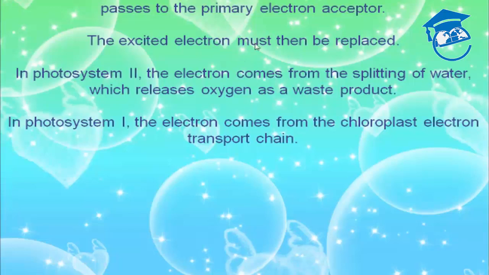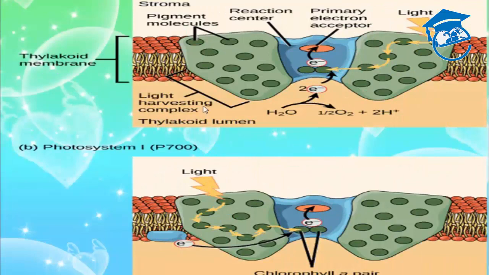The excited electron must then be replaced, and in photosystem 2, the electron comes from the splitting of water. Please note this, which releases oxygen as a waste product. And in photosystem 1, the electron comes from the chloroplast electron transport chain, that is your ETC, students. So this is your photosystem 2, that is P680, and photosystem 1 is your P700, students.